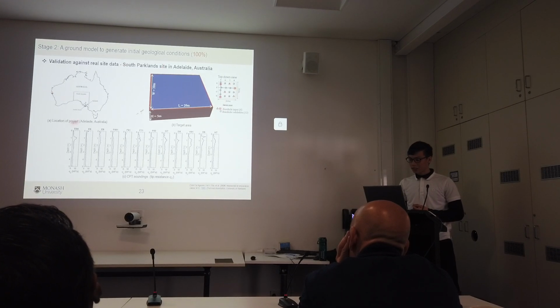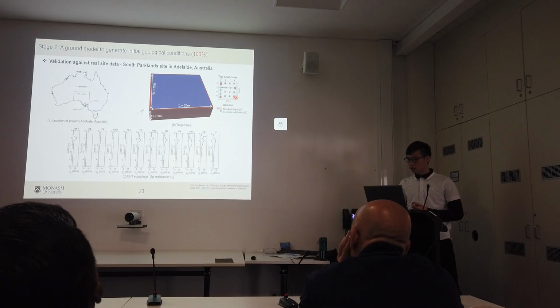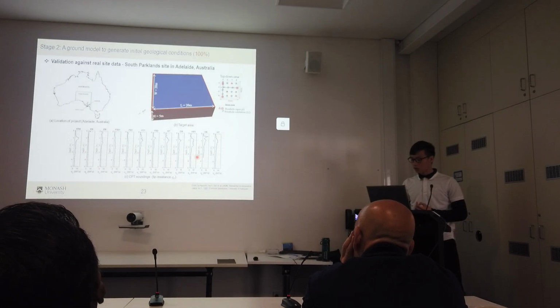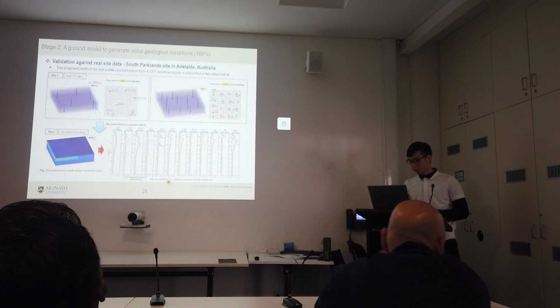This is the project location, and this is the target area. The 6 red boreholes here are used as input for reconstruction. The 12 blue boreholes are used for validation. This image shows the detail of the borehole from CPT, which is cone resistance.